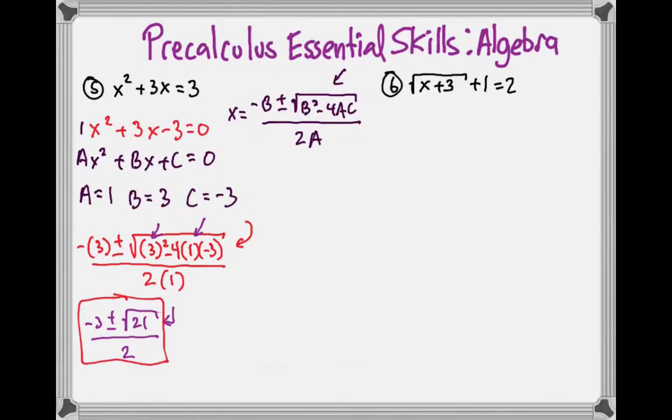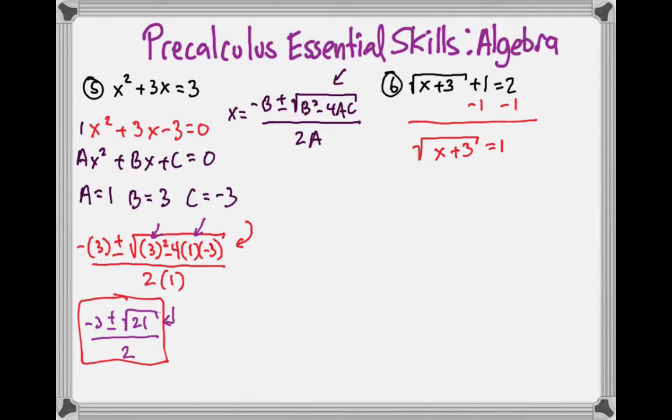Okay, number 6 here. We're going to have to solve an equation with a square root involved. To do so, we need to get the square root all by itself, and I'm going to start that by subtracting 1 from each side. And I'm going to get the square root of x plus 3 equals 1.